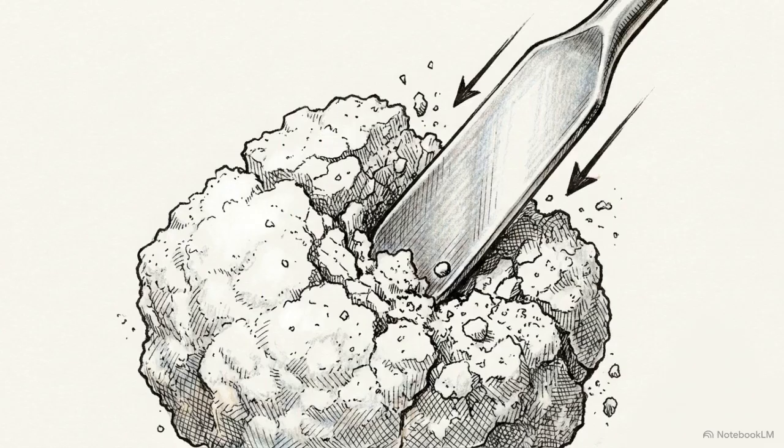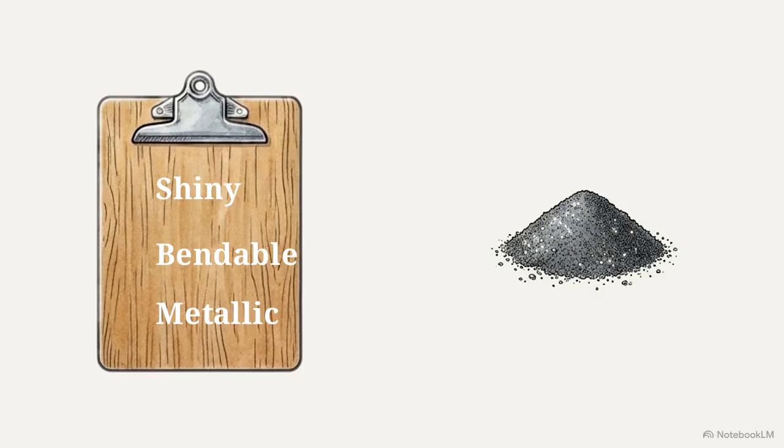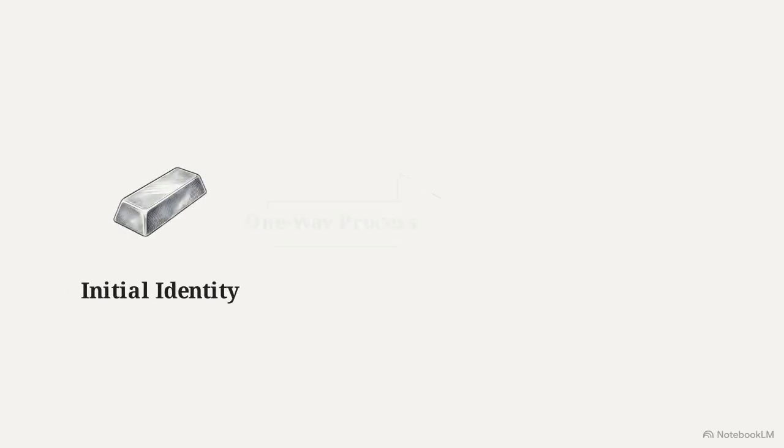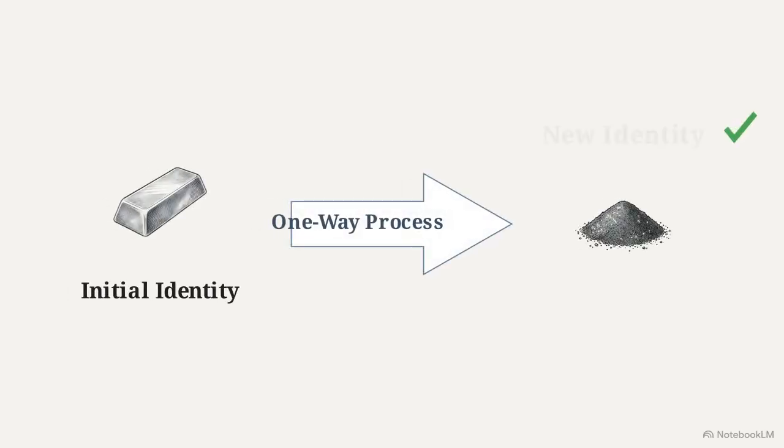If you try to interact with this ash, it crumbles. It catches no light, and it cannot be bent. It shares none of the properties of the metallic sample we started with. You cannot scrub this powder back into a metal ribbon. The initial nature of the substance is gone, which is the final proof that a chemical reaction has taken place.